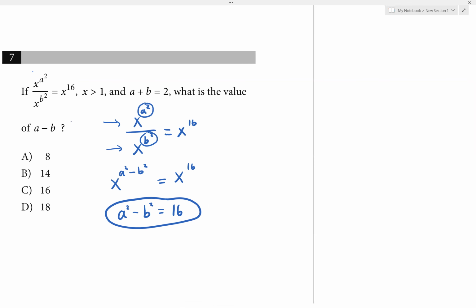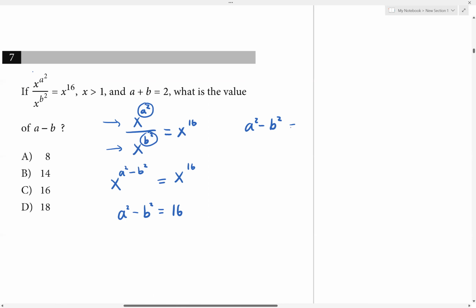Well, we also know a plus b is 2, right? How do we solve for a minus b? The tricky part here is to recognize we have a squared minus b squared. We can actually factor this. This is called the difference of squares. So this is equal to 16.